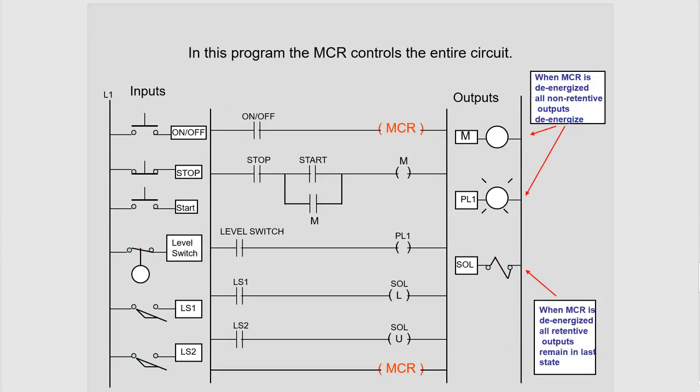Now, this is what I said before. When the MCR is de-energized, so when this is false, all non-retentive outputs are de-energized. So anything that was a 1 in the input image table is reset to a 0 if it's non-retentive. When the MCR is de-energized, all retentive outputs remain in the last state. Now it's important that you understand that if you have a retentive output and the state, let's say, was high or a 1 when you de-energize the MCR, then it's going to retain that 1.